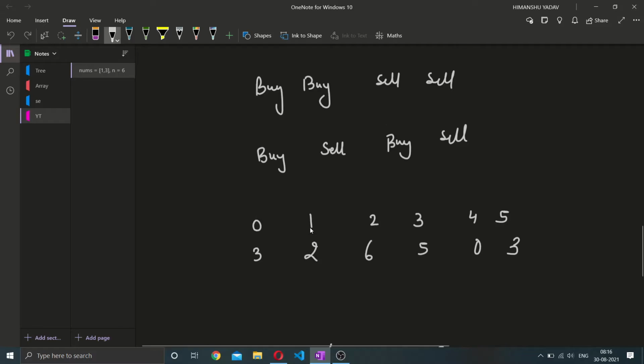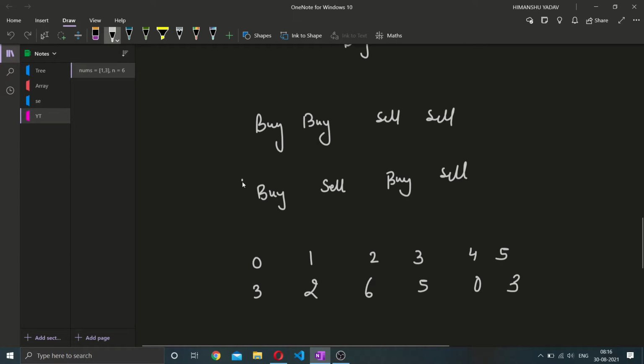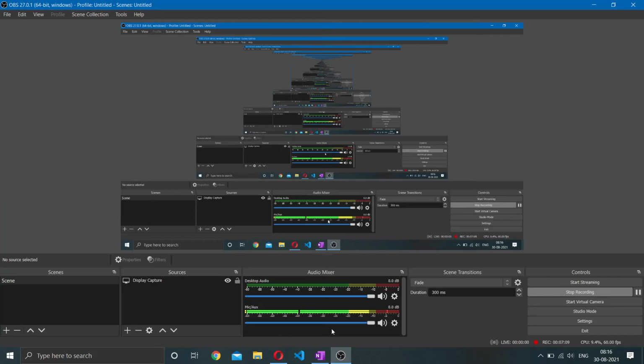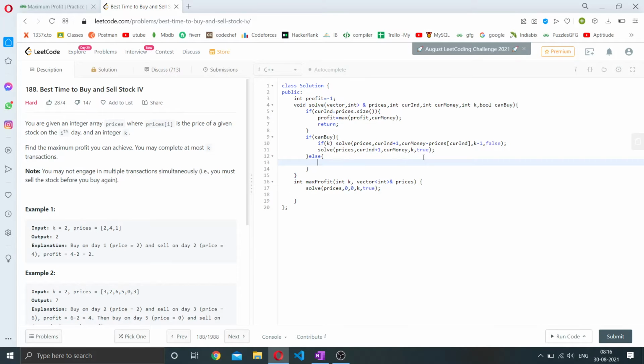Else, if we have to sell, like we have bought a stock, we can't buy again, we have to follow the buy-sell approach. So what we can do if we have to sell: we increment our current index by 1, and current money will be increased by the price, like we have sold the stock at the current position, the current day.